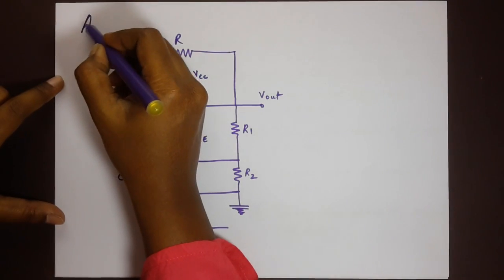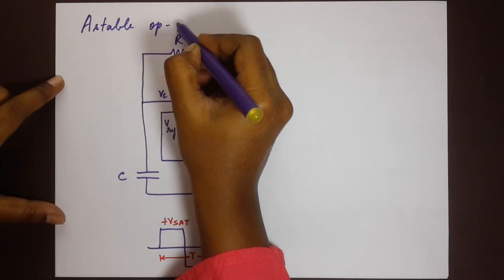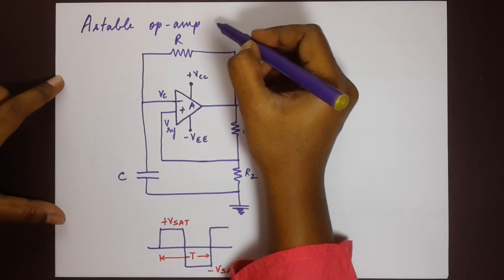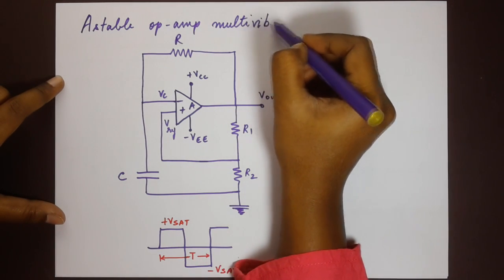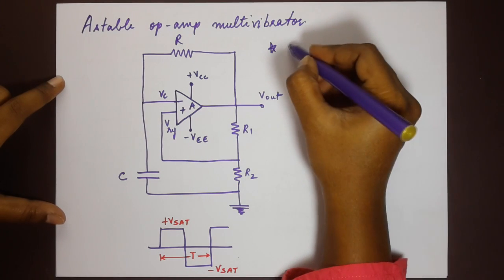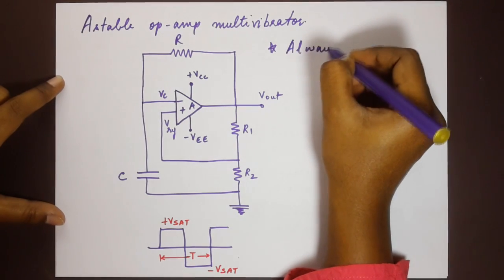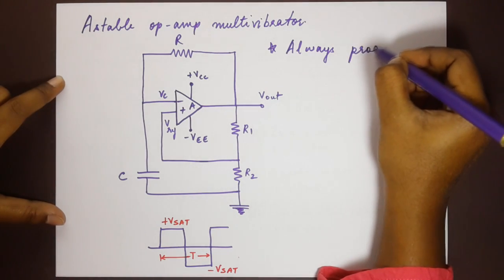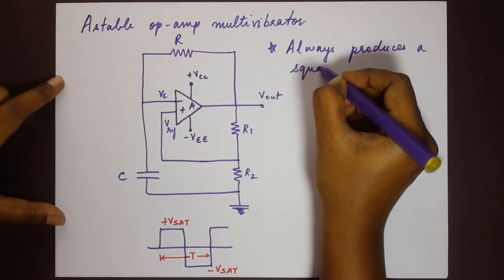So this is an astable op-amp multivibrator. And an important characteristic is that it always produces a square wave.